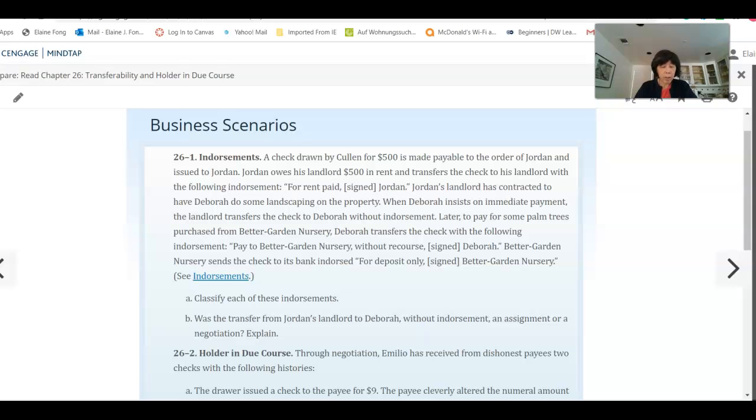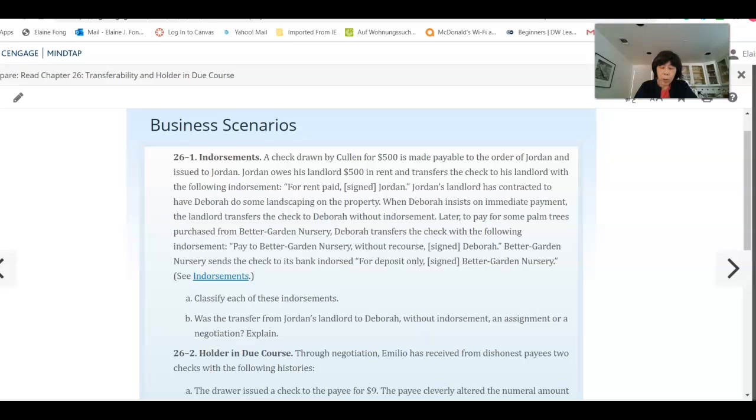All right. So taking a look at that, you see there is no specified party, right? It does not say payable to landlord. It just says for rent paid. So how do we treat that language for rent paid? It's like a notation. It's on the memo line. All right. So knowing that, what type of endorsement do we have here? We have a blank endorsement.